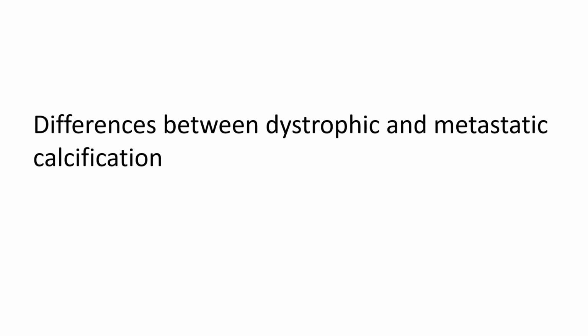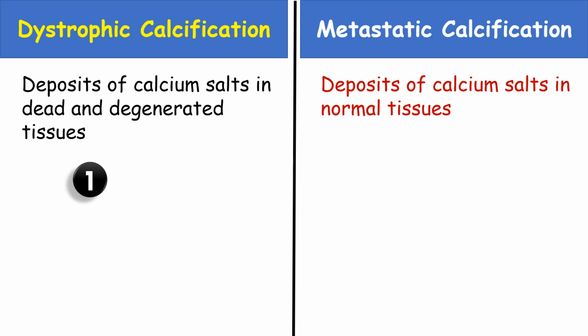Today, we are going to deal with the differences between dystrophic and metastatic calcification. So, the first difference is in dystrophic calcification, the calcium salt deposits occur in dead and degenerated tissues. It could be parasites, it could be necrotic tissue. While in metastatic calcification, the deposits of calcium salts occur in normal tissues.